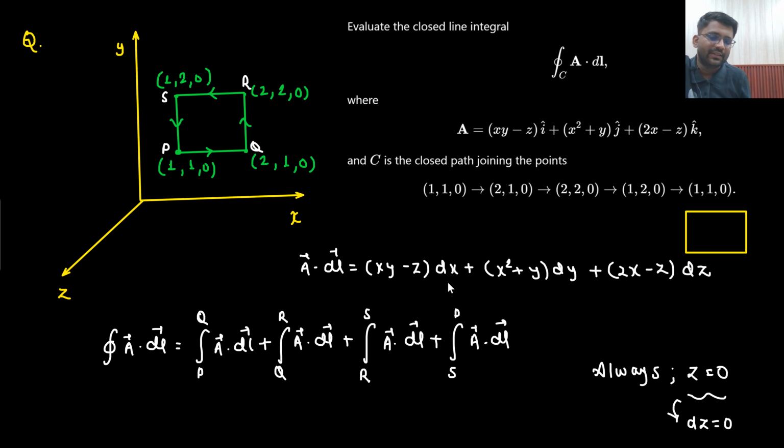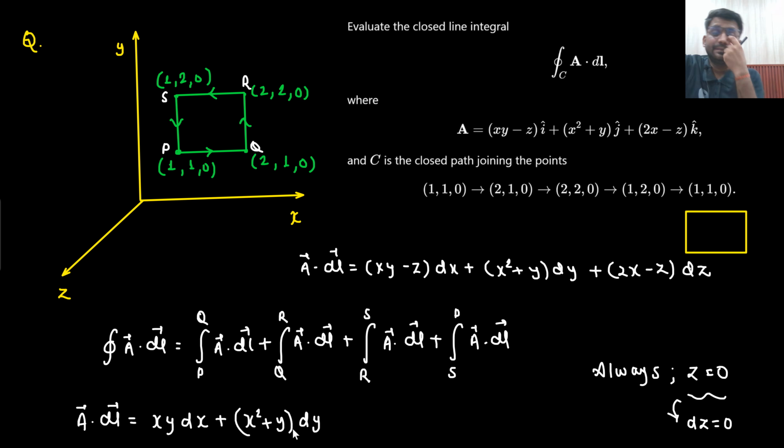So A dot dl can be simplified in this manner. xy dx, because z is 0. Z is always 0, so xy dx, and dz would also be 0, so this will be gone. Plus x square plus y dy. This is how it can be replaced. Now calculate the closed line integral.